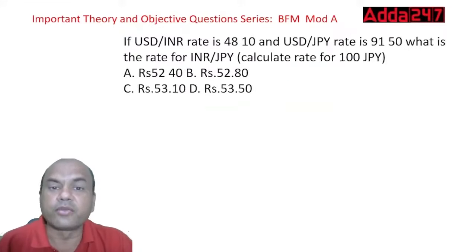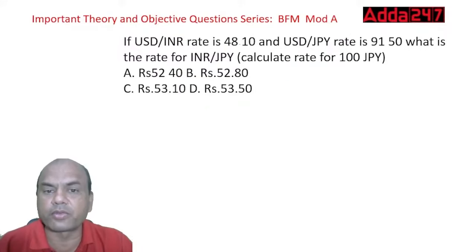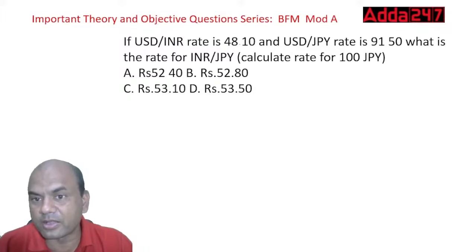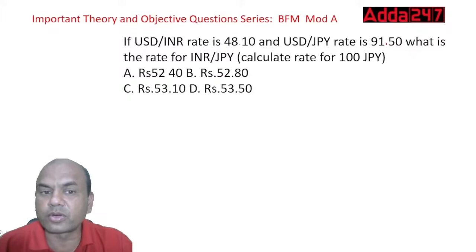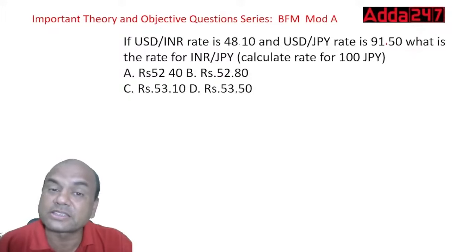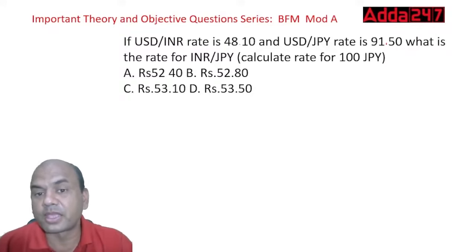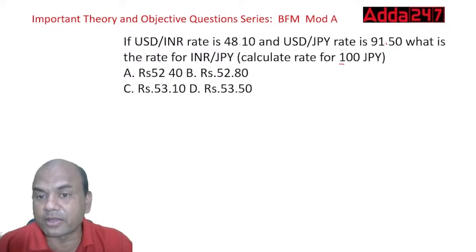Chalo. If USD INR rate is 48.10 and USD JPY rate is 91.50, what is the rate of INR to JPY? This is not simple. Calculate the rate for 100 JPY.